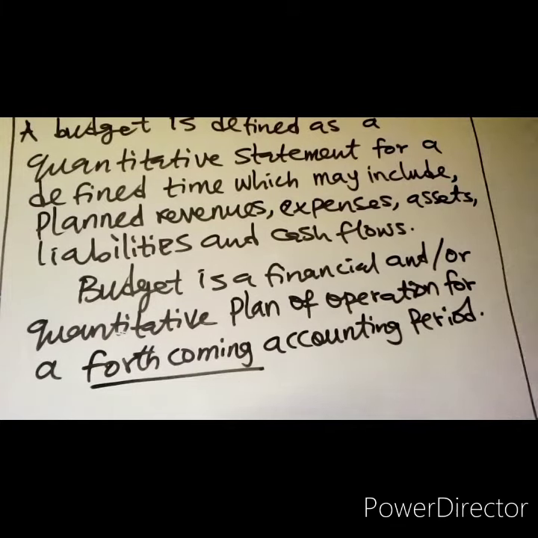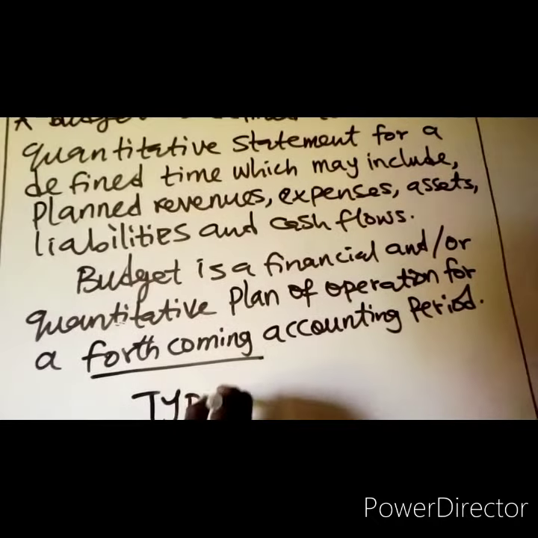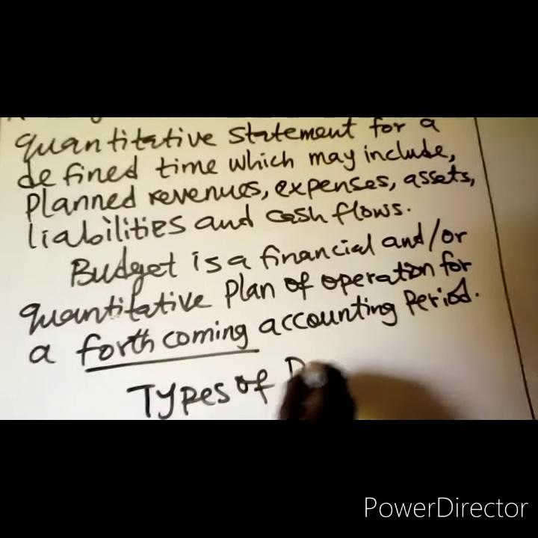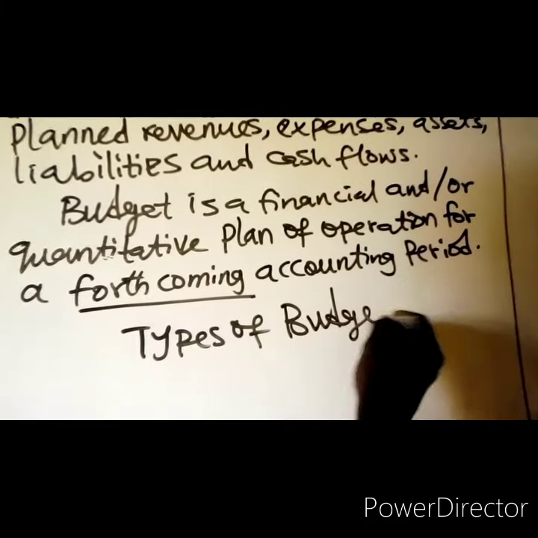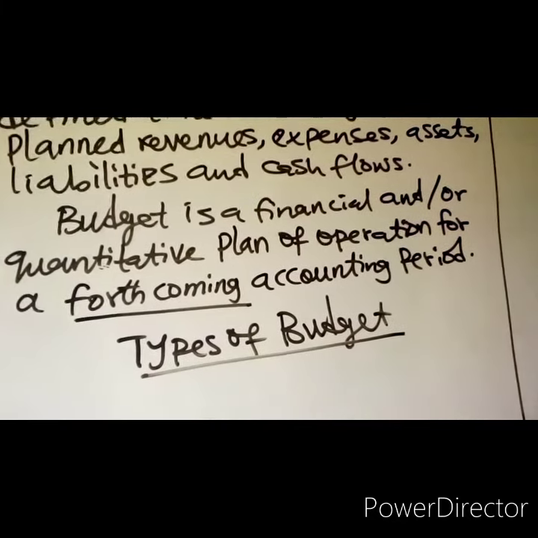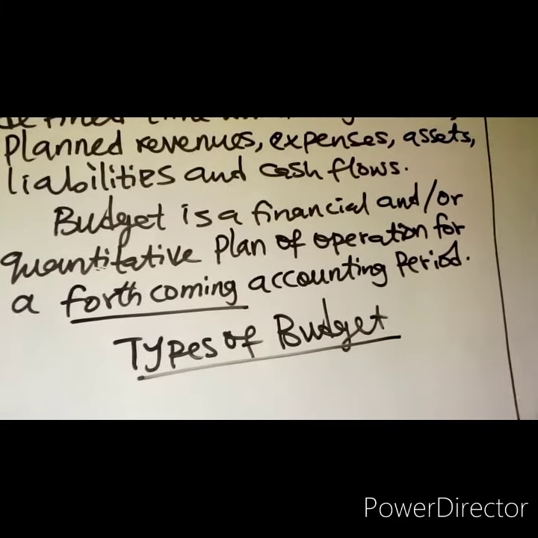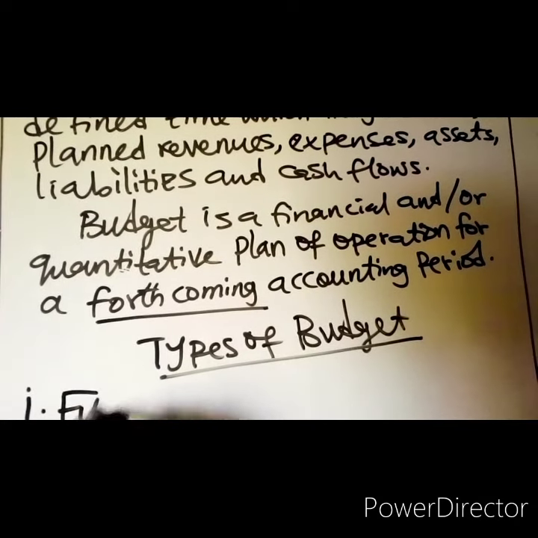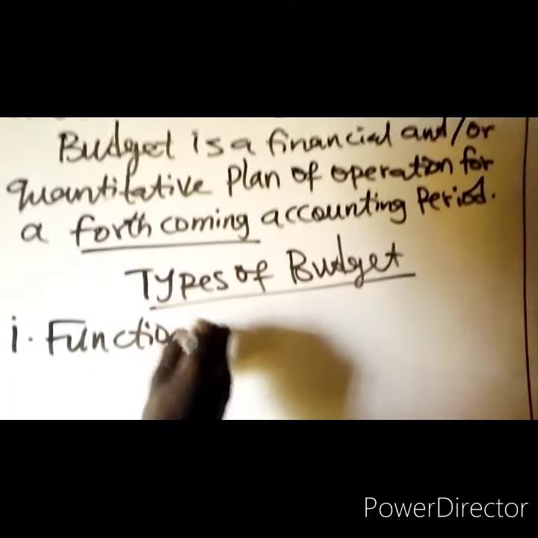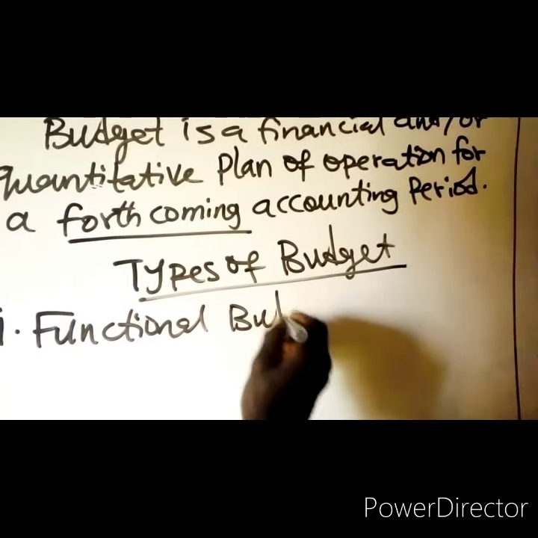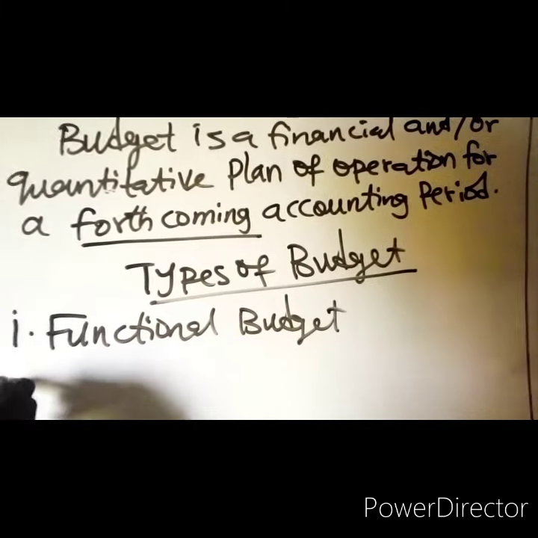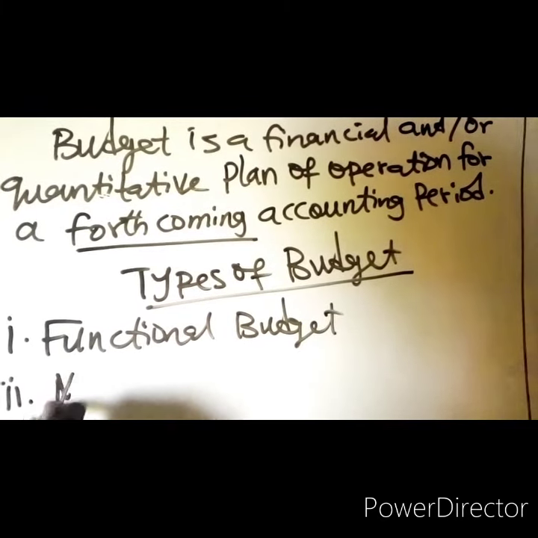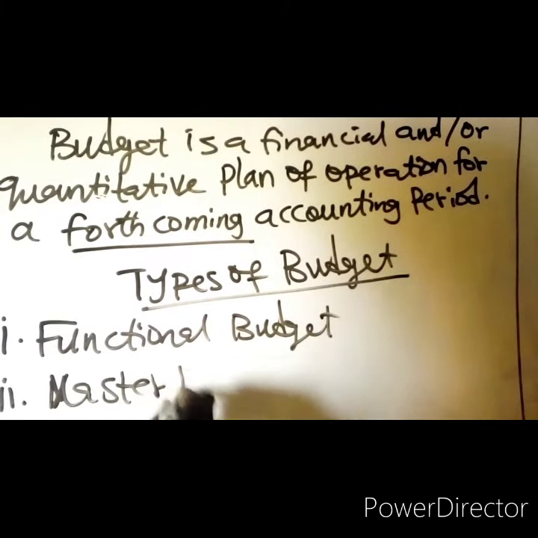So, types of budget. For our purpose, I'm going to classify budget into two types. Number one is functional budget, and the second one is master budget.